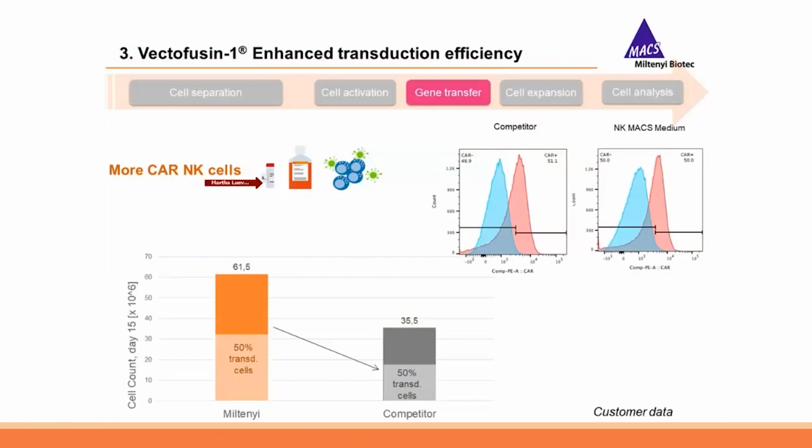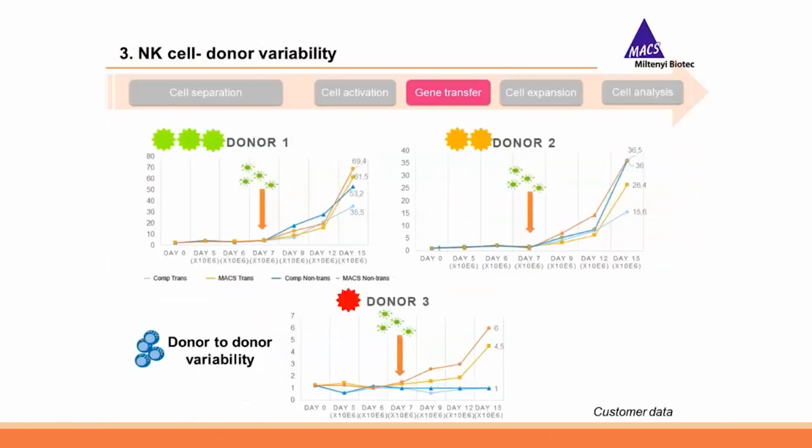One thing that I want to highlight is that there is a lot of donor-to-donor variability. So please don't be disappointed if you test one donor and you get really few NK cells. It could be that it is your donor. Try another donor, minimum 3. You will see that there's a lot of this donor-to-donor variability using NK cells.